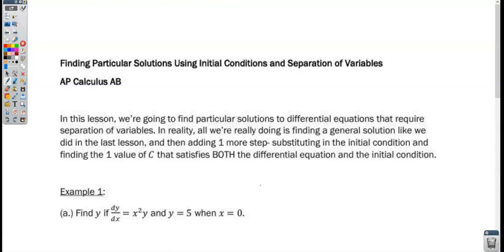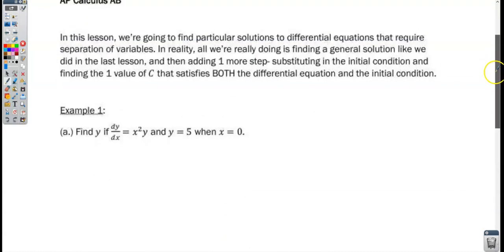We're going to substitute in the initial condition, solve for the value of c, and we will get one particular, specific solution that meets both of the characteristics. Its derivative is the differential equation, and it meets the initial condition as well. So let's look at a bunch of examples here.